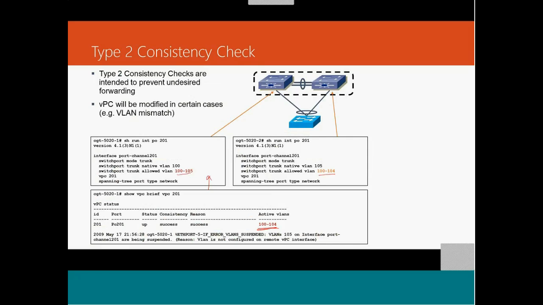So for the type 2 consistency errors, you will get an error message in the logs, though if you do a show vPC brief, you won't be able to see any consistency check failures. It is only in the error logs or the syslogs that you will be able to see the consistency check failure messages for type 2 consistency.